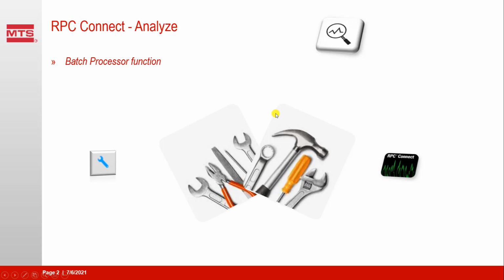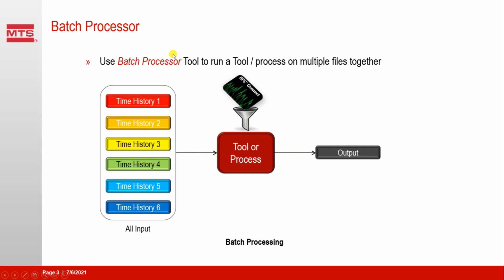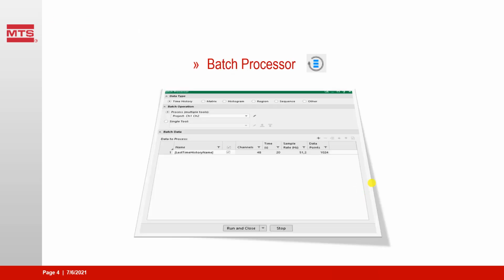The idea behind the batch processor tool is shown here in this little schematic. So we see different time history files, so multiple files, which we put into a tool or a process, and then finally we get a final output. So we are doing the same operation on several or multiple files and getting output out of these batch processor files. So now let's have a look at how this batch processor tool looks inside RPC Connect.